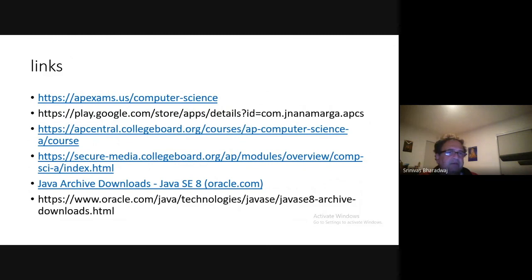These are again some of the links. We have apexams.us computer science, and you can go to the Play Store and download our app. But what is also important is to look up the course for AP Computer Science in College Board, and also download the JDK. These are all the tools that you will need as you progress through this course, and we will help you download all these things and install them.